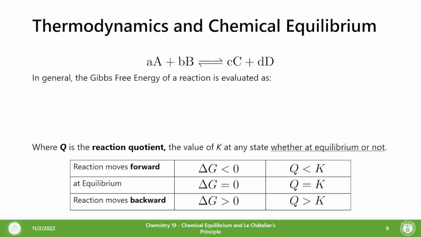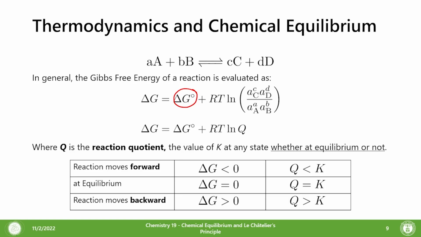So in general, the Gibbs free energy, delta G, of a reaction is equal to delta G naught, which is the Gibbs free energy at the standard state, plus RT ln of the activities of C, D raised to their coefficients over A, B raised to their coefficients. And this value we call Q. So we'll define a new thing here, which is Q.